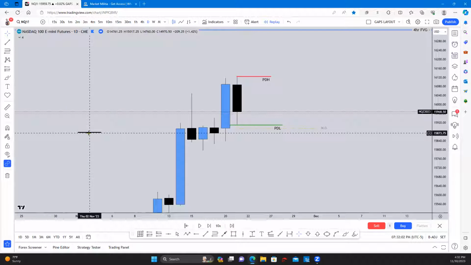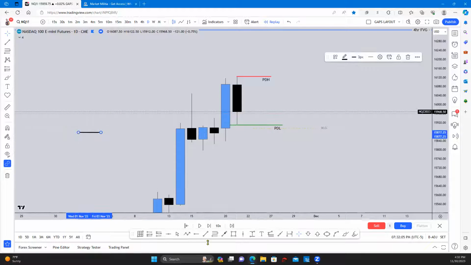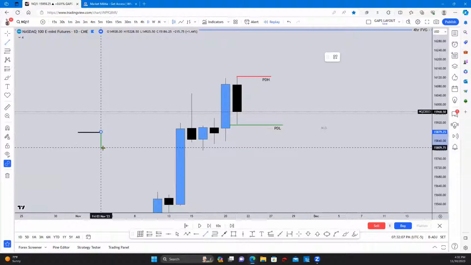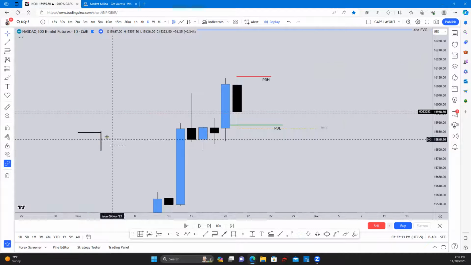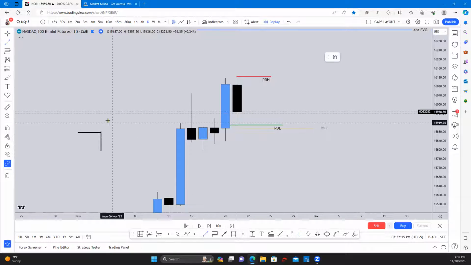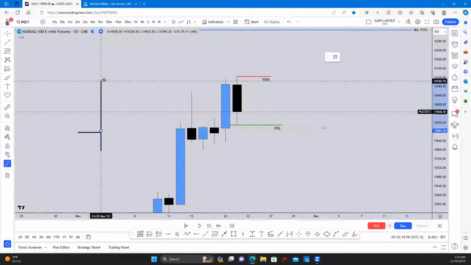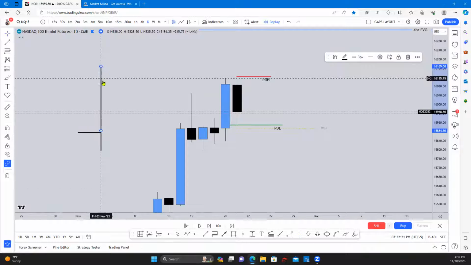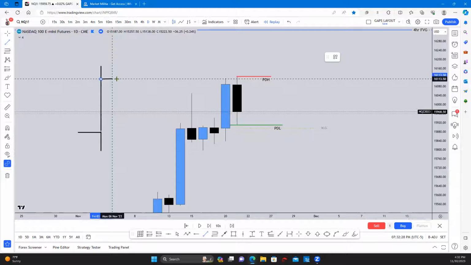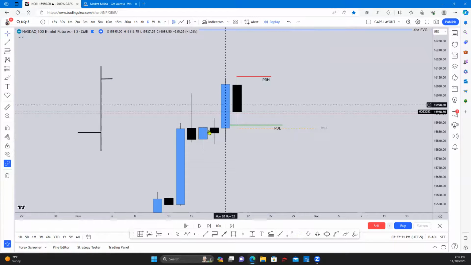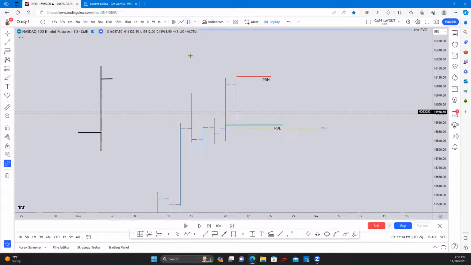So ICT's power of three, we have the opening, then we'll create a low, right? And then we'll create the high, come down, and then we'll end the day at the close, right? So traditionally, we're used to seeing candlesticks like this. If we switch to this, right, you can see here open, low, high, then close, right?